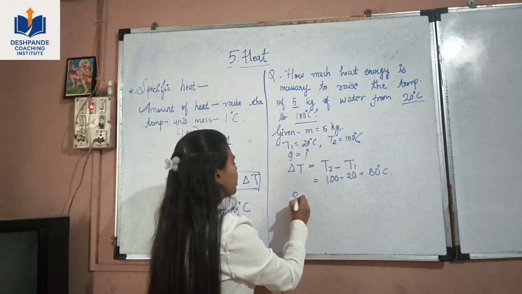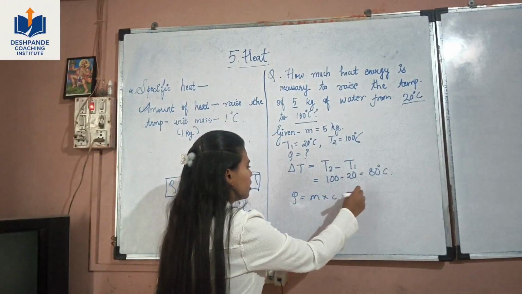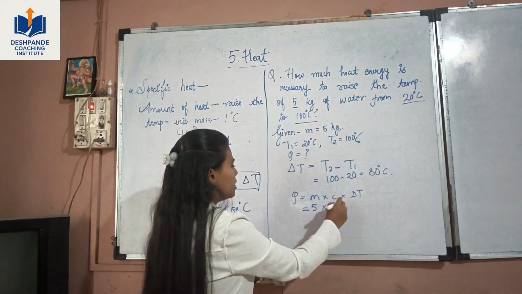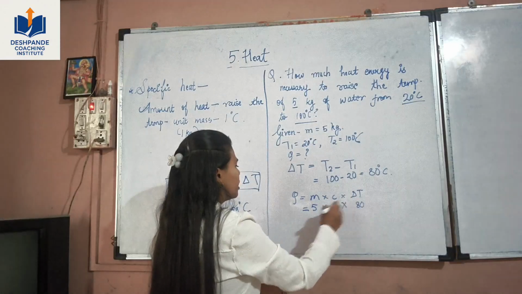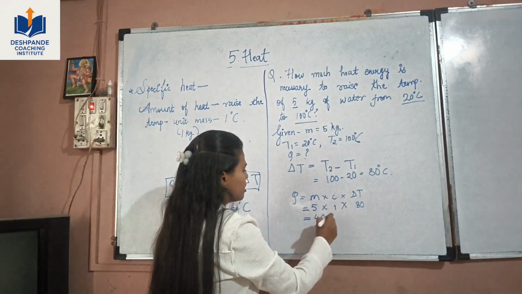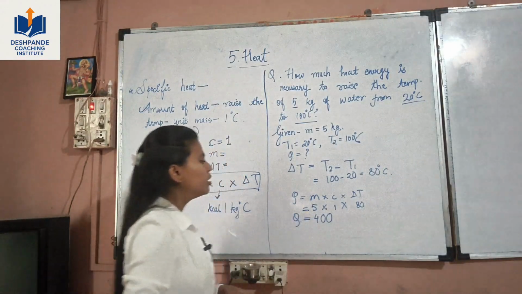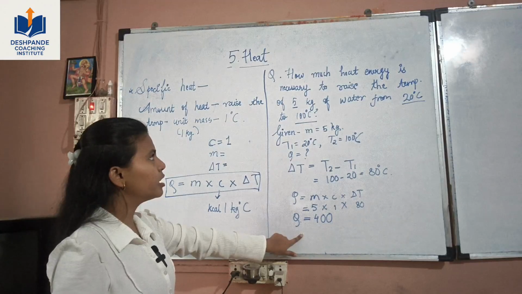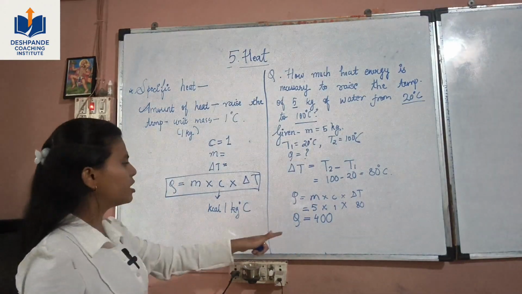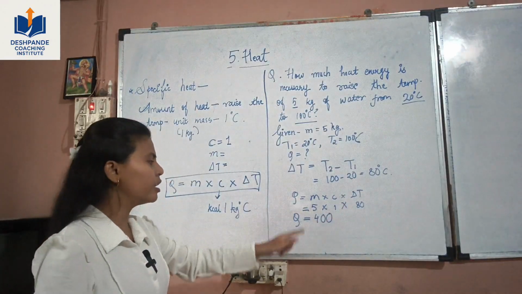Now let's put it in the main formula, m into C into delta T. Mass is given as 5 kg, so we substitute 5. C is 1, delta T is 80. So 80 into 5 is 400. So the heat energy needed to raise the temperature of water from 20 to 100 degrees Celsius will be 400. But what is the unit of the heat energy now?